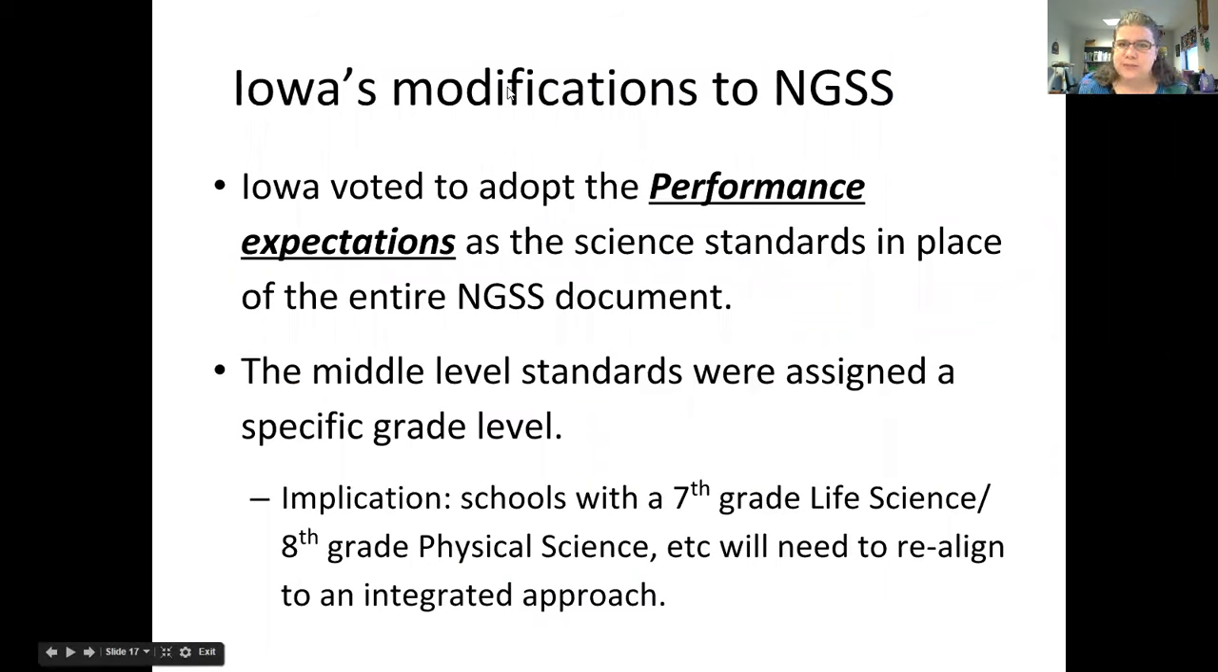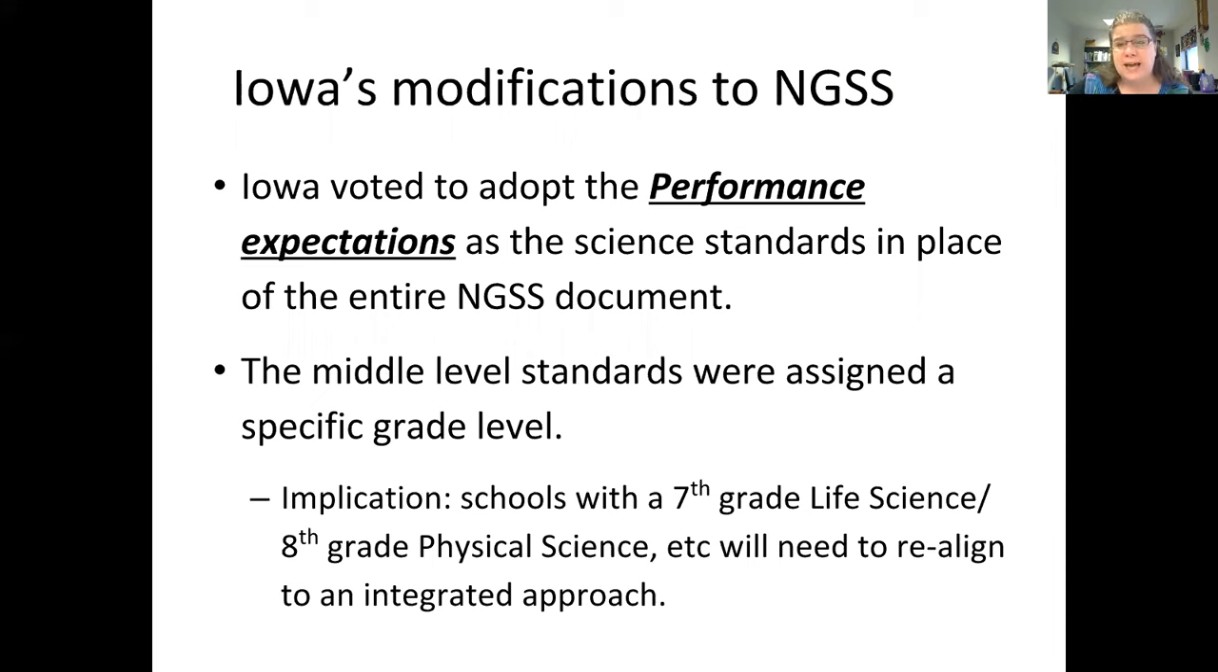Iowa did choose to modify the NGSS slightly. Instead of adopting the entire document, which has grade bands of grades 6 through 8, Iowa changed that, and we assigned middle level standards to a specific grade level. And what Iowa selected were standards that are integrated in fashion. So in 6th grade, you will have life and earth and physical science standards all in that grade level. The same is true at 7th grade and 8th grade.